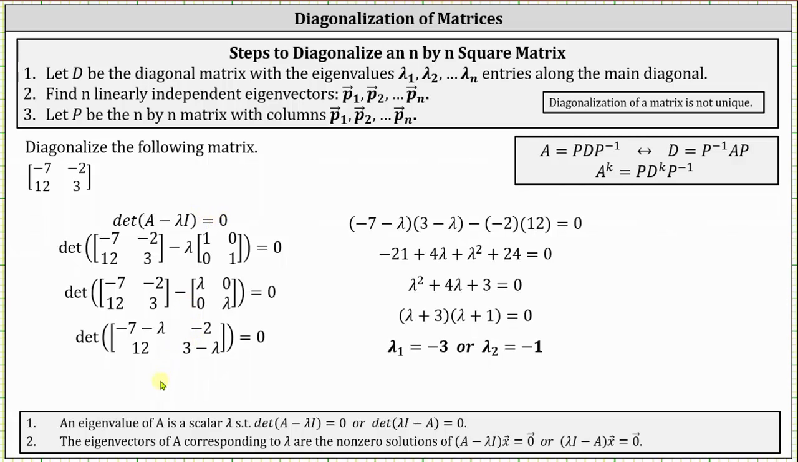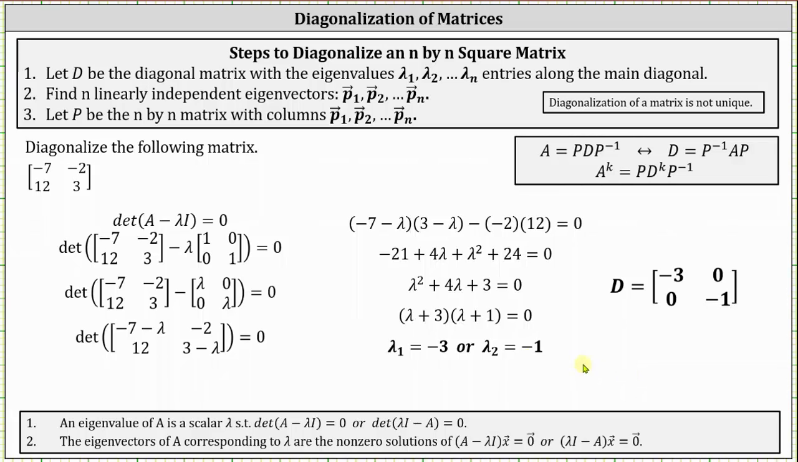The determinant is equal to the product of negative 7 minus lambda and 3 minus lambda, minus the product of negative 2 and 12. Simplifying, we have a factorable characteristic equation. We have lambda sub 1 equals negative 3 and lambda sub 2 equals negative 1. Because we have two distinct eigenvalues, this does verify the matrix is diagonalizable. And we also now know matrix D, the diagonal matrix, has negative 3 and negative 1 along the main diagonal.